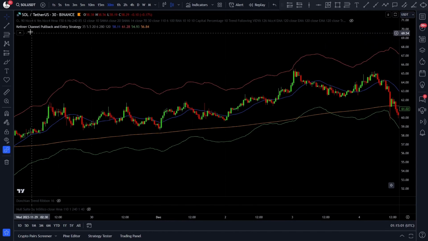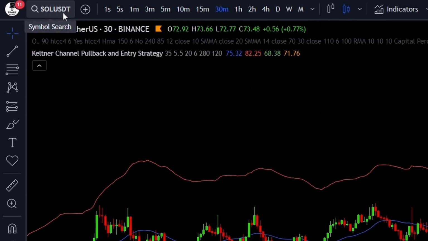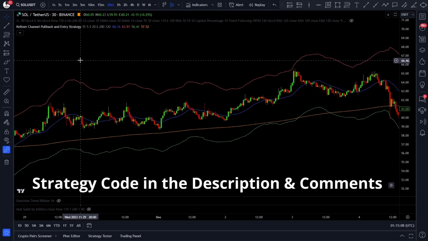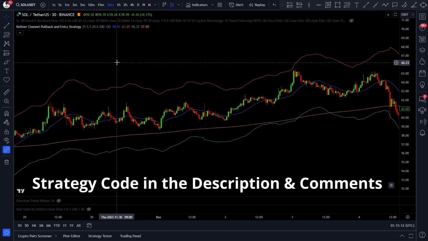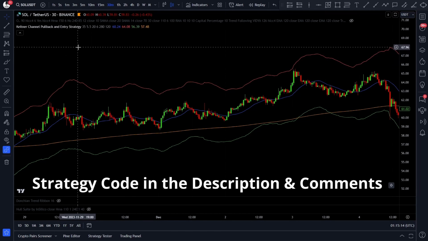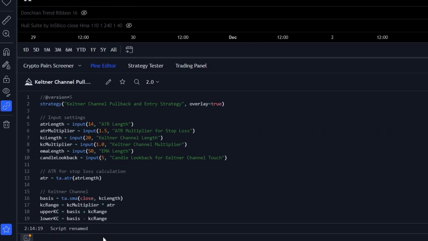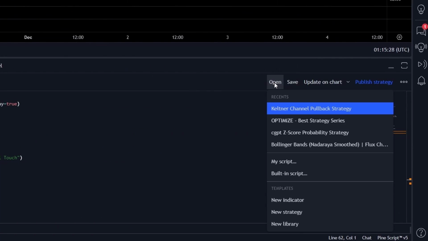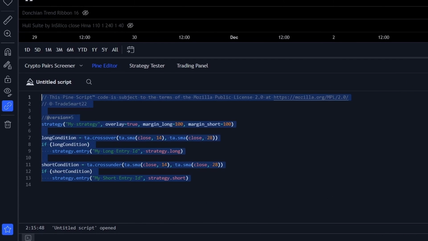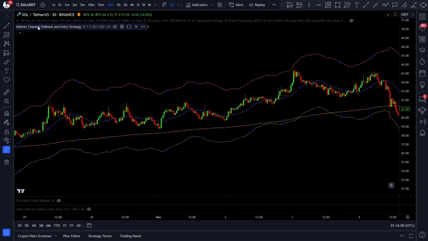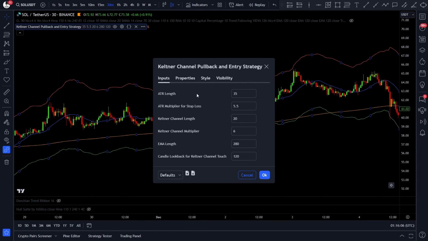Okay, for this strategy, first of all, open up TradingView and set up the SOLUSDT 30-minute chart. Once you got that, go to the description of this video or into the comment section and find the PineScript code of this strategy. Once you got that, copy it, then come back to TradingView, open up Pine Editor, then click on Open and New Strategy, then paste the code to this section and click on Add to Chart. If you've done that correctly, you should have the Keltner channel strategy on your chart.